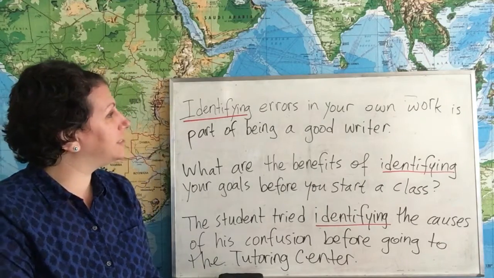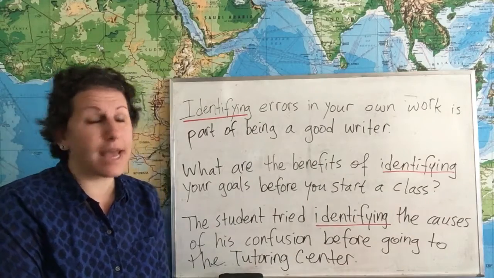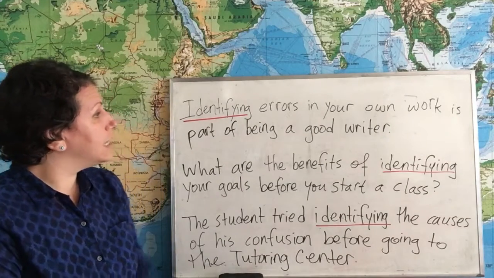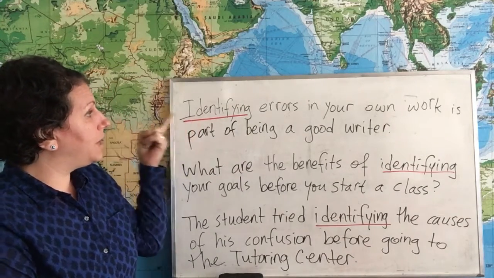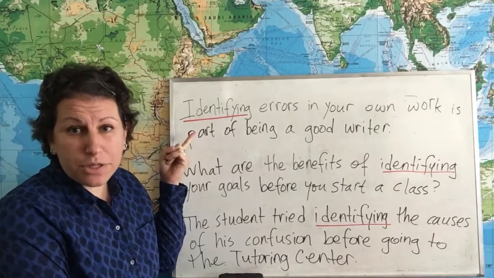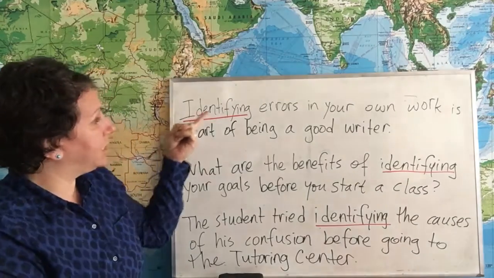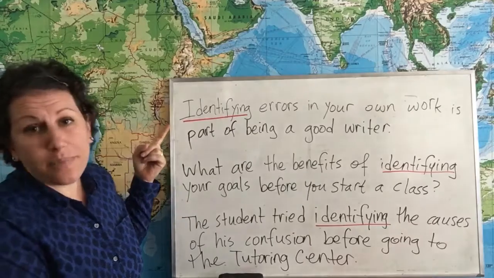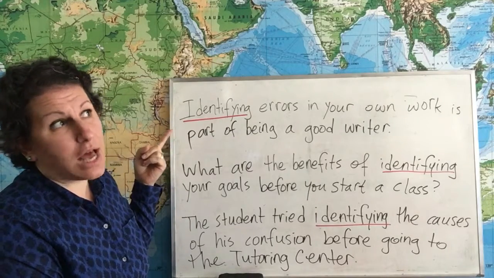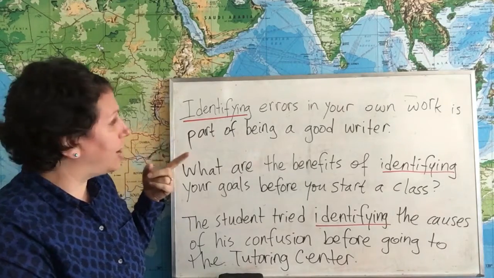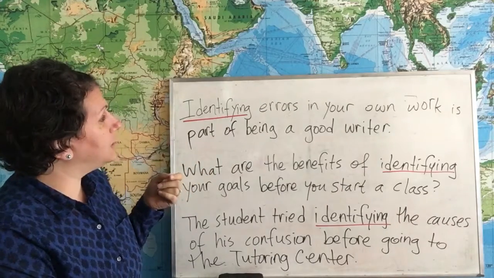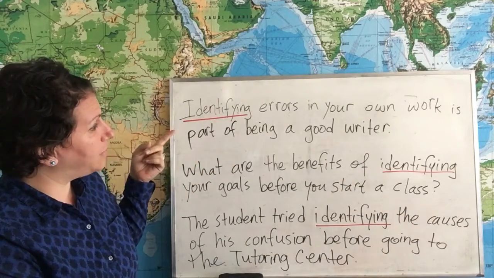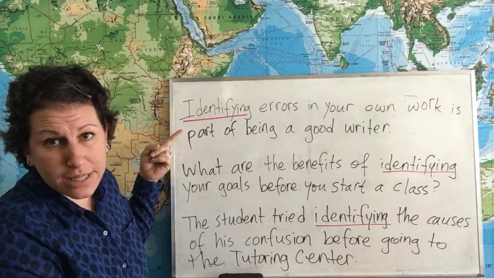We're going to talk today about gerunds, and we're going to focus specifically on the verb identify, which we've made into a gerund by adding ing to the end of it. We're going to talk about 3 positions in a sentence that gerunds can be used. The first example is the subject position. It comes first in the sentence.